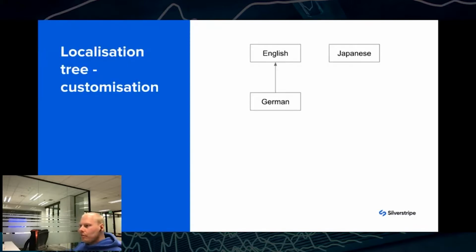So let's consider the following localization tree. Not too complicated, but not completely simple. We have a German locale falling back on the English locale, and then we have a Japanese locale sitting on the side because by the nature of it, Japanese audience needs are quite different from English or German. So we need to keep it separate.